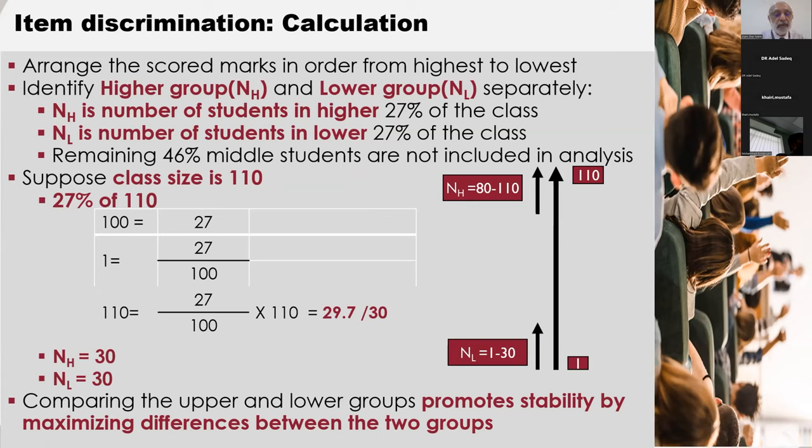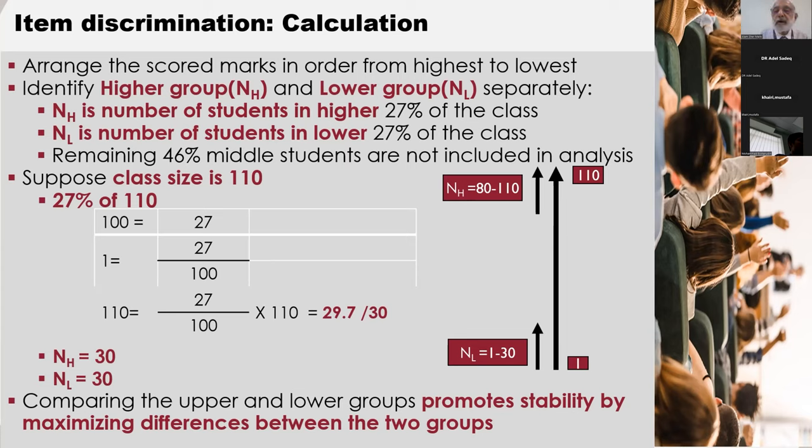If we want to calculate it manually, then we arrange the scores in order from highest to lowest. Then we identify the higher group and the lower group. The higher group means 27% of the students on the upper side, and the lower group means 27% from the bottom. So the remaining 46% middle students are not included in this analysis.